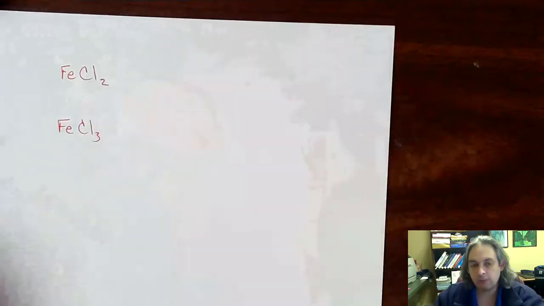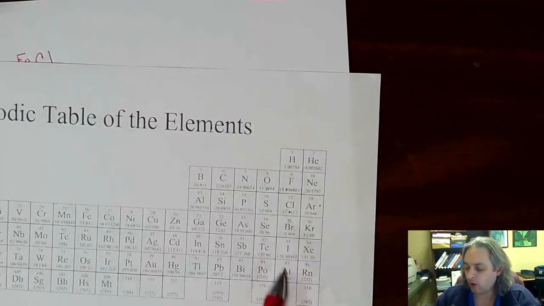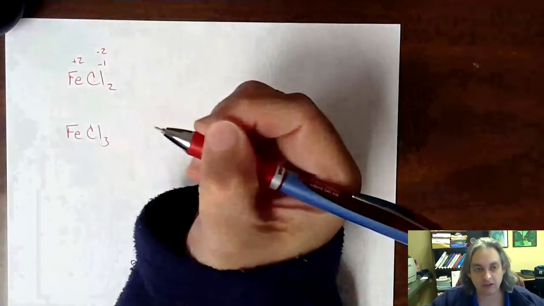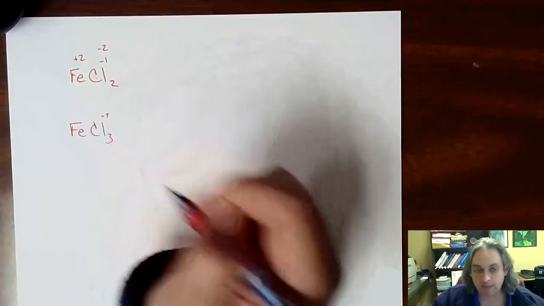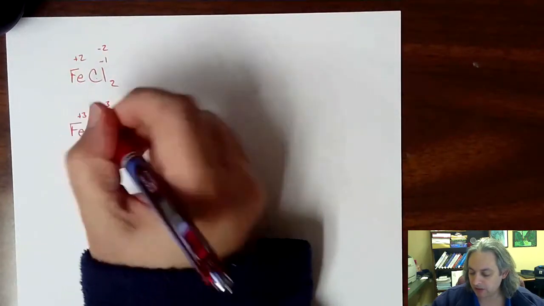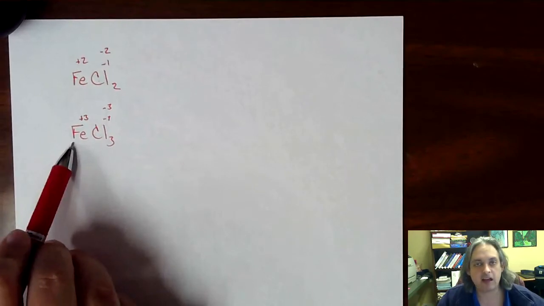So if we look on the periodic table, chlorine is a halogen. It will always form a -1 charge. And so this chlorine right here is a -1. Total charge is a -2. That means this iron is a +2. And in this case, the chlorine is a -1. We have 3 of them, so that makes it a -3. So this iron is a +3. So this is the iron 2 ion, and this is the iron 3 ion.